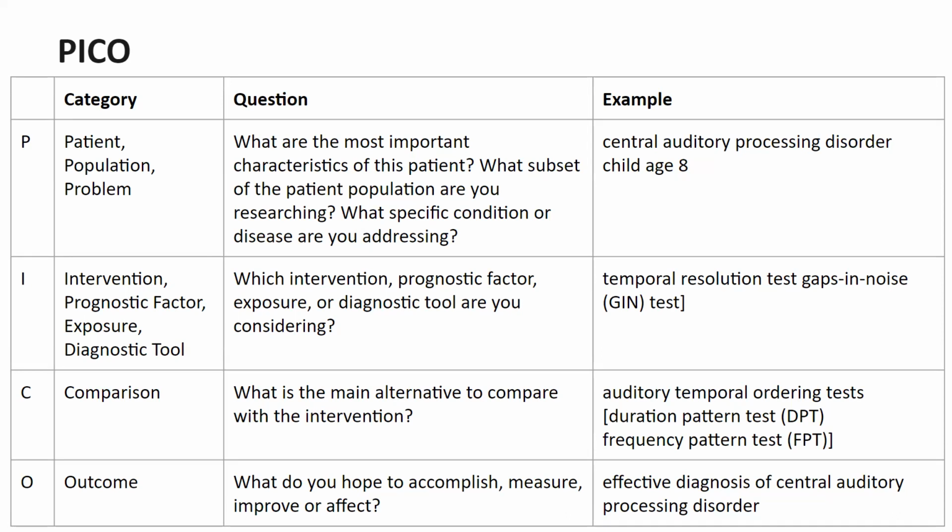Finally, your outcome would be what you hope to accomplish. And so in this example, we hope to determine whether the gap in noise test would be more effective in diagnosing central auditory processing disorder than the duration pattern test or frequency pattern test. So now that we have identified our research question, our next step will be to identify what types of sources we would need to give us the information that we need.